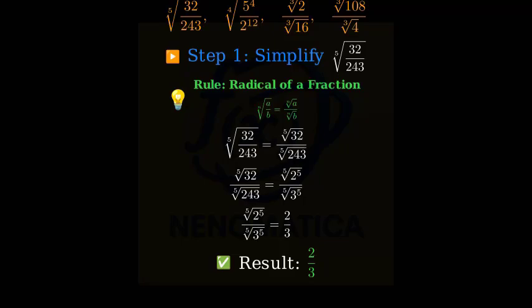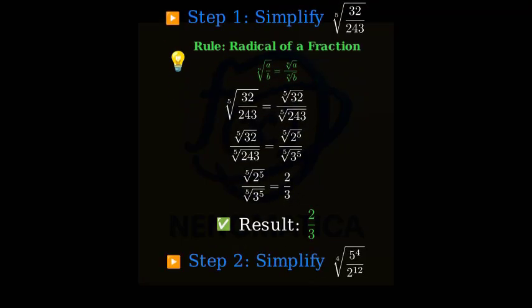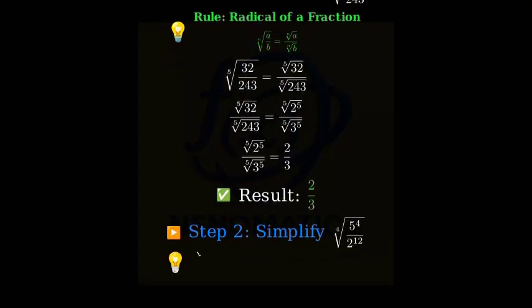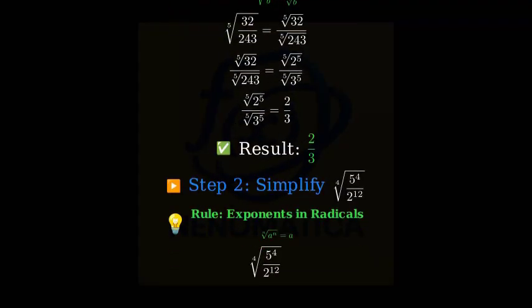Now, let's move on to our second example. We need to simplify the fourth root of 5 to the fourth power divided by 2 to the 12th power. For this problem, we'll use another key property. When we have a radical with an exponent inside that matches the root index, we can simplify by writing it as a power. Let's start by rewriting this expression.